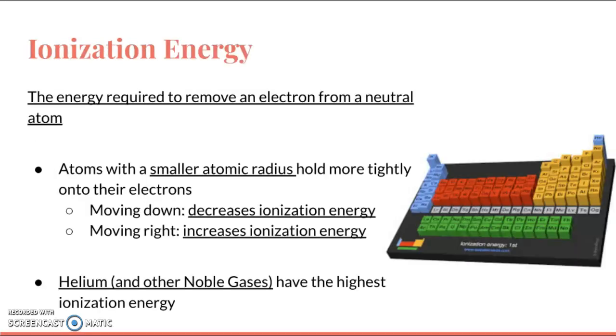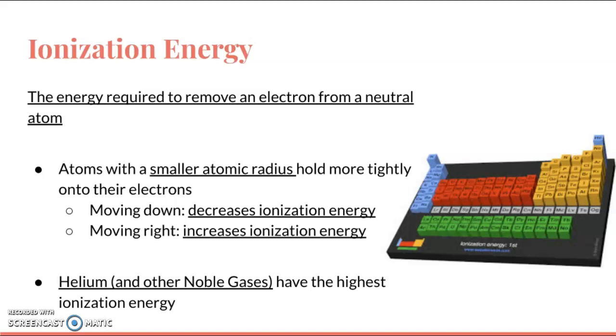All right, we have a couple more slides. We just talked about atomic radius. We've talked about ionic radius, and now we're going to shift gears. The next trend that we're going to talk about is ionization energy. The definition for ionization energy is the energy that's required to remove an electron from a neutral atom. So how easy is it to lose electrons?